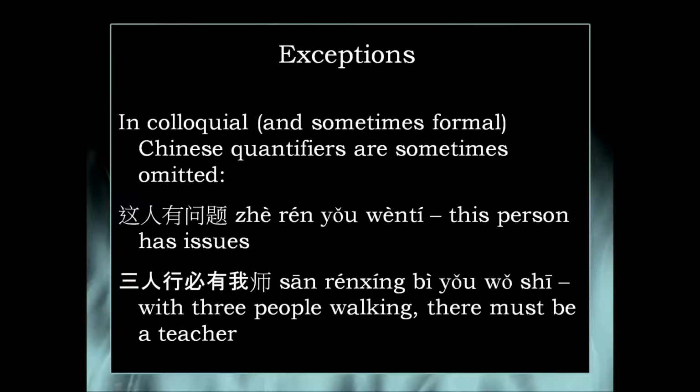这人有问题. And finally, this is a quote by Confucius, hence it is very formal. And he once said, 三人行，必有我师. You'll notice that there is 三 and 人 right next to each other without a 个. This is 三人行, meaning 3 people walking. What he meant by this sentence is, with 3 people walking, there must be a teacher. In other words, he was very humble. If you can find any 3 people in the world, at least one of them could teach him something. 三人行. So again, occasionally there are exceptions.